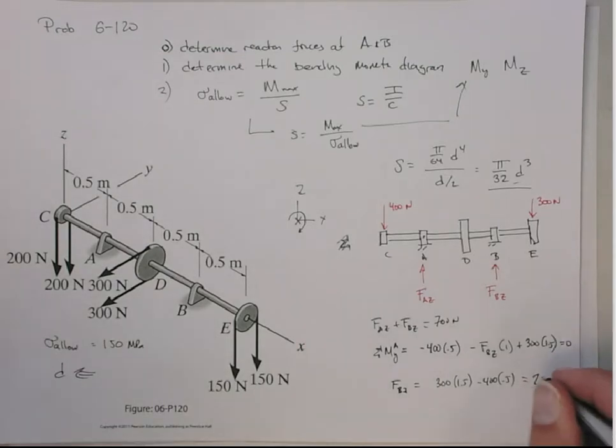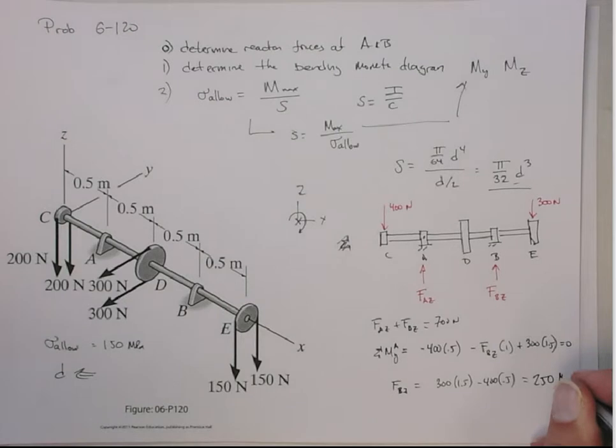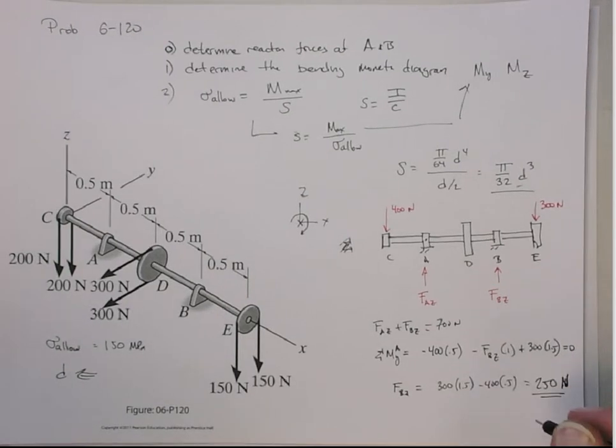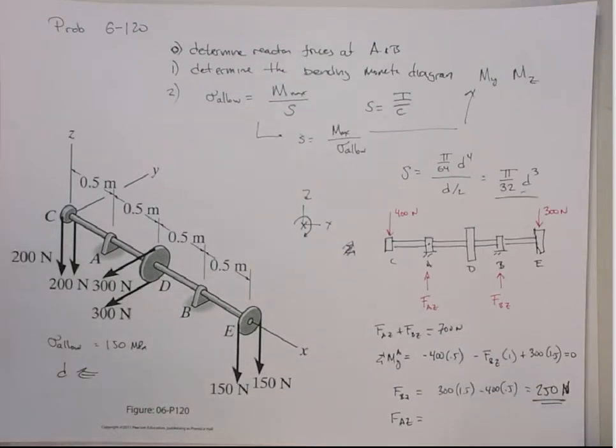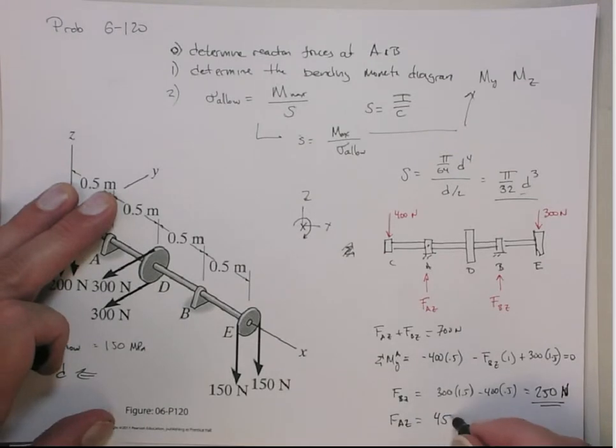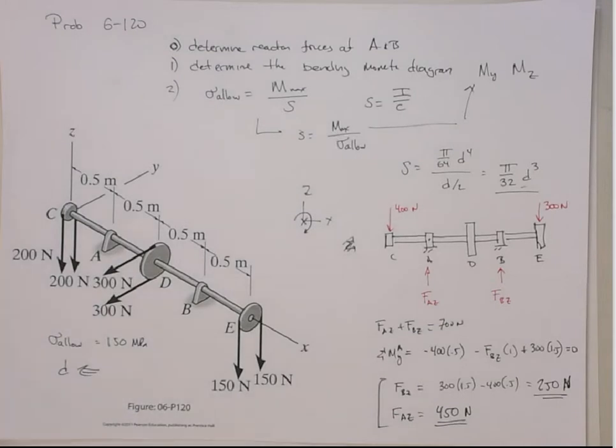That's 250 newtons. I'm sorry, newtons. Okay? And then we can use that into here, and that tells me that FAZ is going to be the 700 minus 250. Okay? We'll do the same thing in the y plane, the yx plane, and get the forces in the y direction.